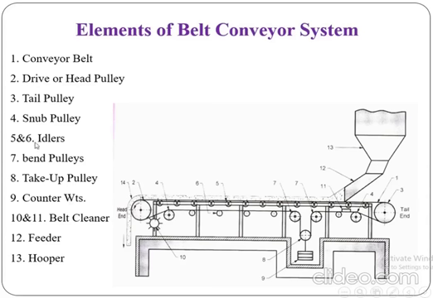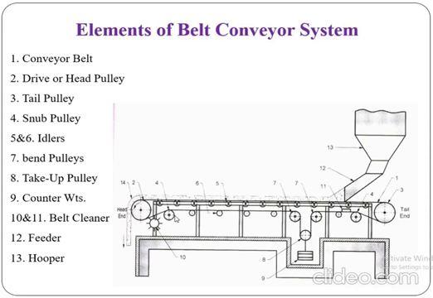Then 5 and 6 are the idlers. So here is number 5, and number 6 is the idler. There are two types of idlers. Number 5 is the carrying run idler, over which the load is carried, and 6 is the return run idler. In that case the belt has to be returned towards the tail end again, so the return run idler is used.